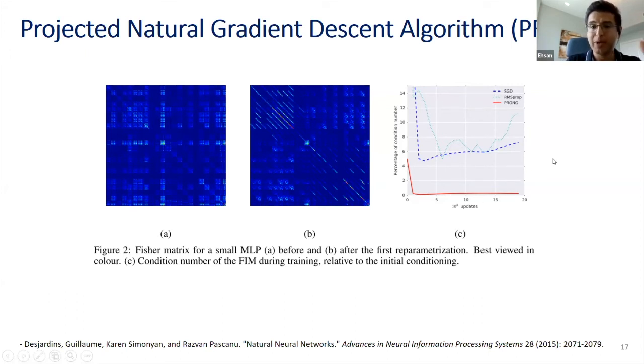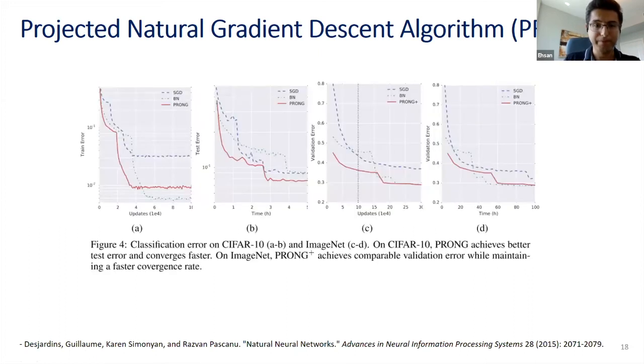So this one, back to your question about conditioning, you can also see how the conditioning is improved. So this one is the relative conditioning relative to the initial conditioning value, and this conditioning value is largely decreased in PRONG. So this one is the PRONG method, and this one is RMSProp, and we also have SGD. So it means that whitening the Fisher information matrix is also going to reduce the conditioning.